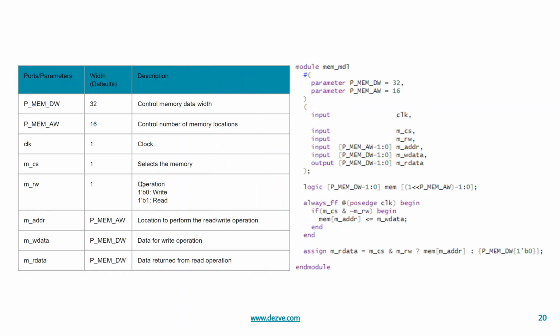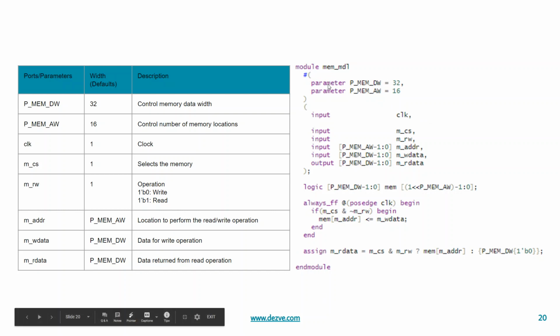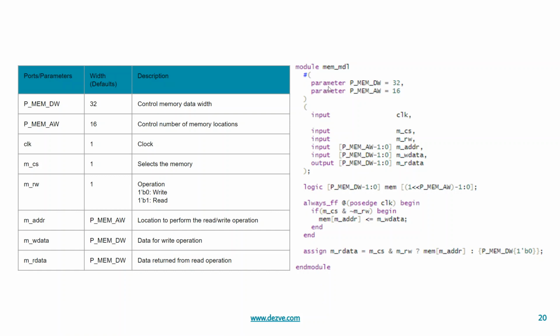So this is the spec from the previous slide. On the right side, we have tried to make a memory model. So this is a simple one. This is a module, and this module encompasses the entire model. We have a parameter declaration here. So you see a parameter pmem data width. This specifies the default parameter values. So if during instantiation a user doesn't specify pmem data width and pmem address width, the default values will be 32 and 16.